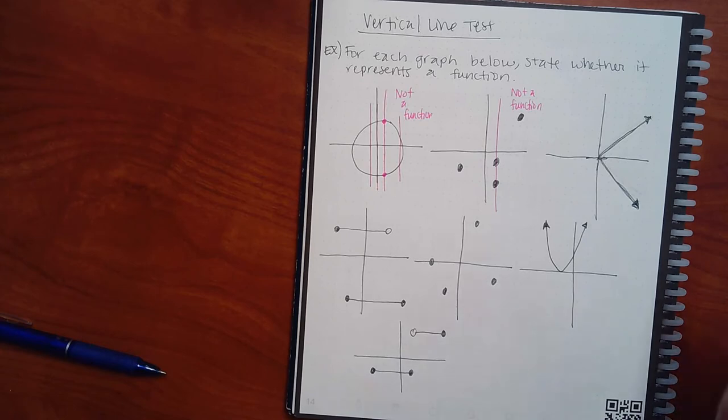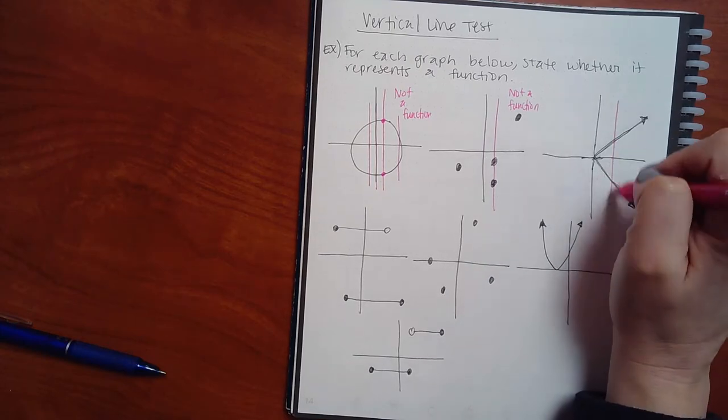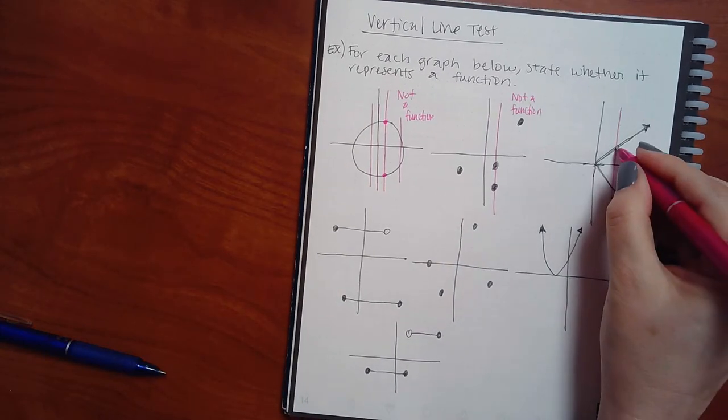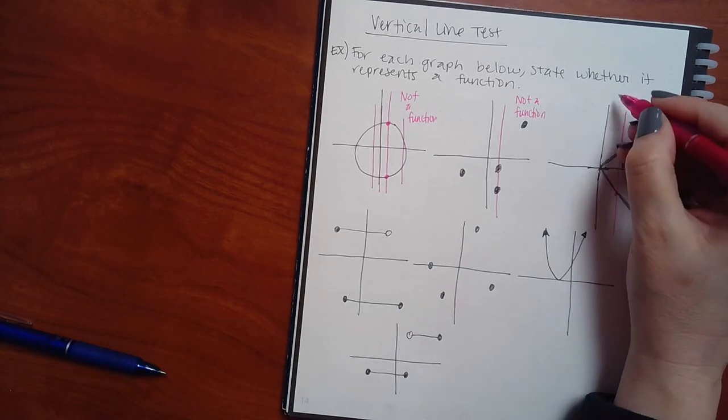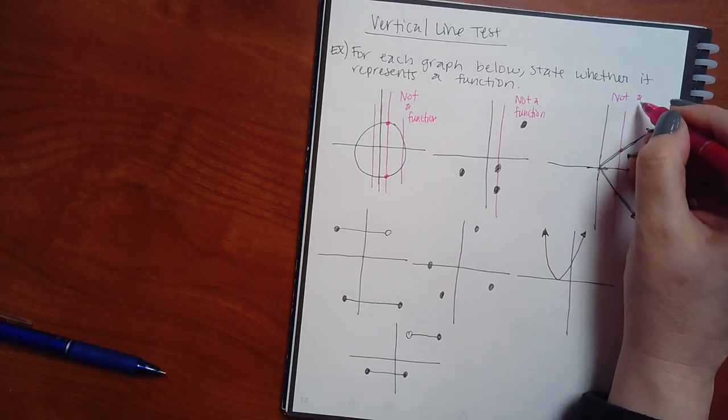What about this one here? Is that a function? No, because you could just draw a line right there, and all of a sudden, you've got two spots. So this is not a function.